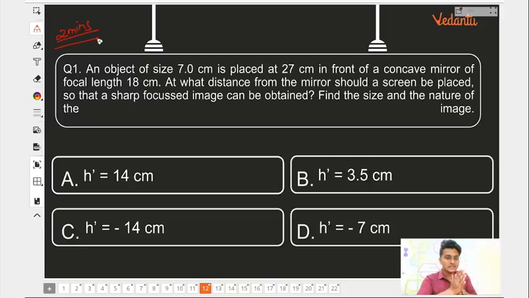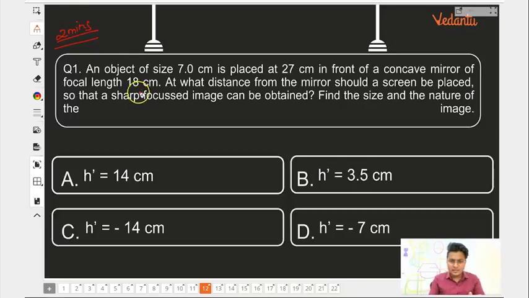Simple question, guys. It states an object of size 7 centimeter is placed at 27 centimeter in front of a concave mirror of focal length 18 centimeter. At what distance from the mirror should a screen be placed so that a sharp focused image can be obtained?